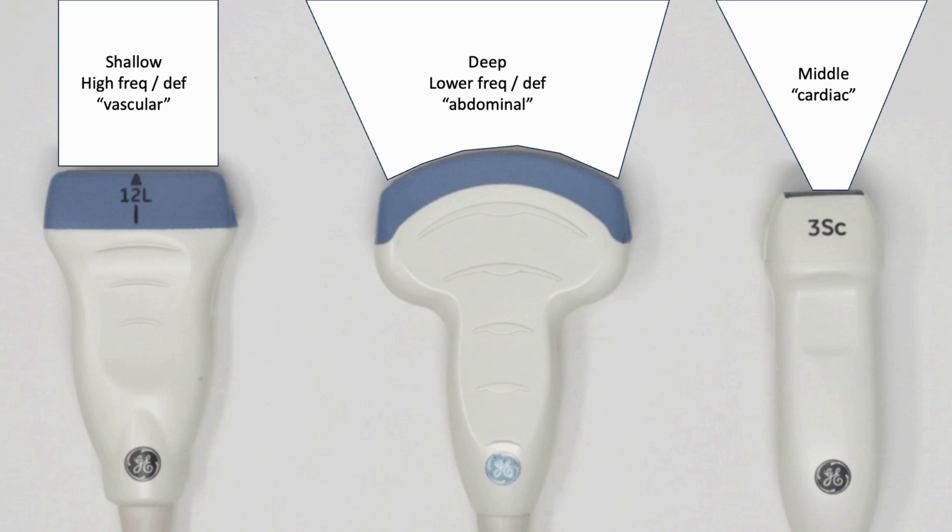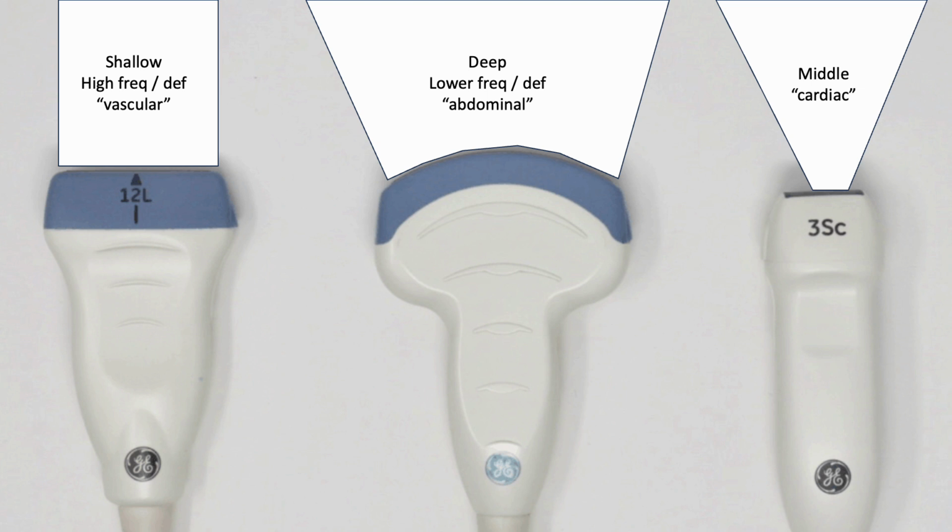In the middle, the curvilinear probe, also sometimes called the abdominal probe, gets much deeper into the tissues. This is why we use it for abdominal exams, often for FAST exams, something where we want to really see deeper into the body. It's a lower frequency, so you won't get the definition that you get with the vascular or linear probe.